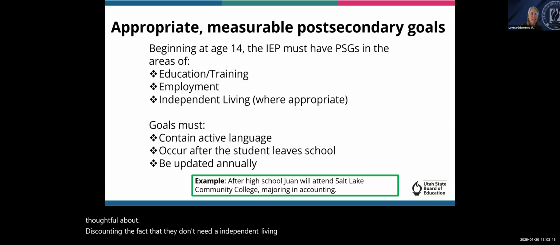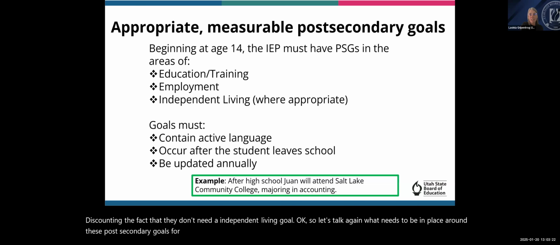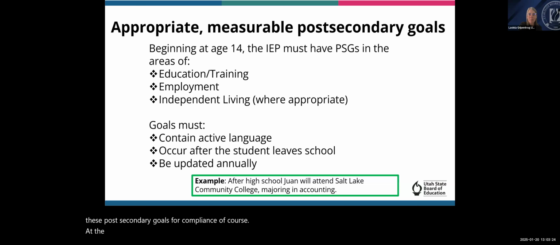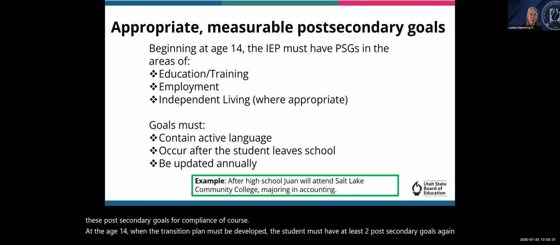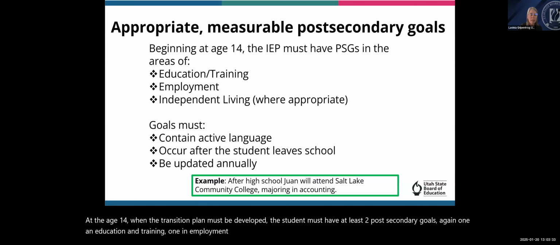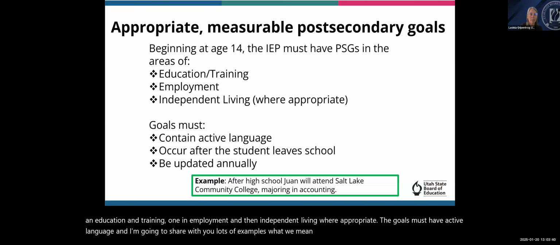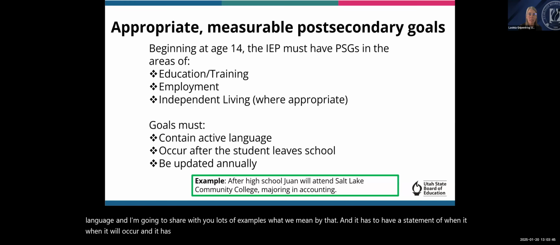Okay, so let's talk again about what needs to be in place around these post-secondary goals for compliance. So of course, at age 14, when the transition plan must be developed, the student must have at least two post-secondary goals. Again, one in education and training, one in employment, and then independent living where appropriate. The goals must have active language, and I'm going to share with you lots of examples of what we mean by that. And it has to have a statement of when it will occur, and it has to occur after the student leaves your school or school district.